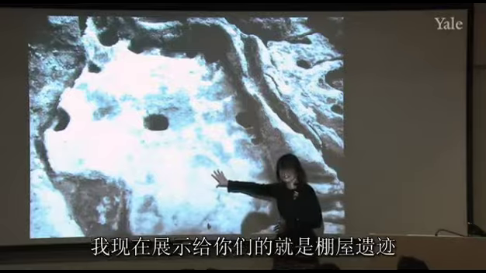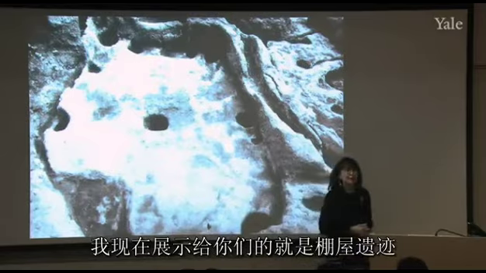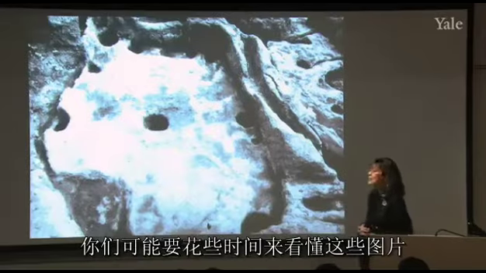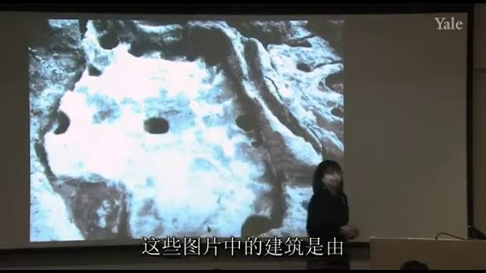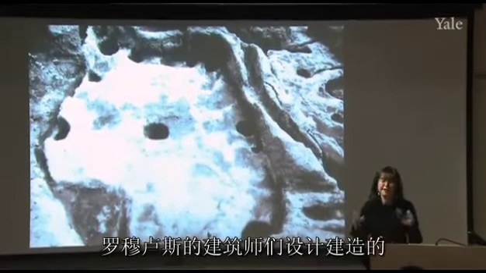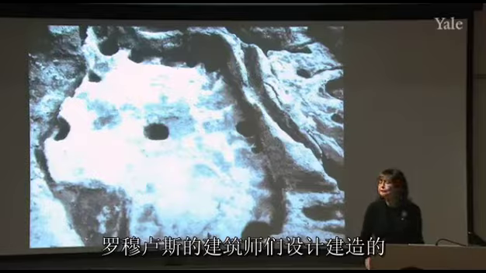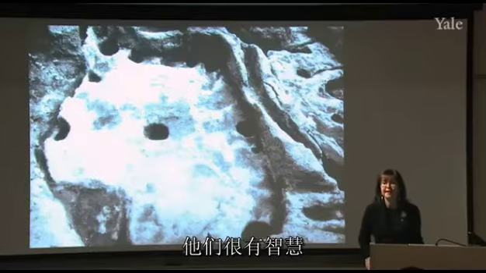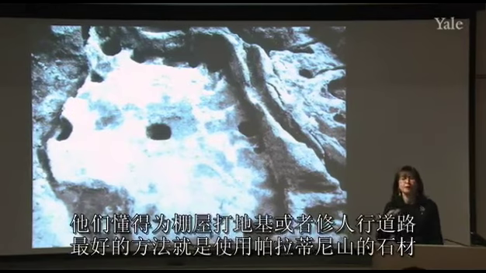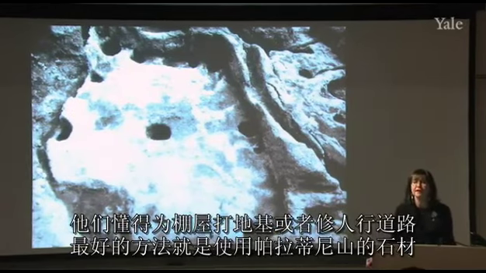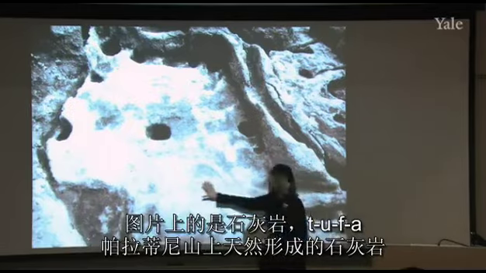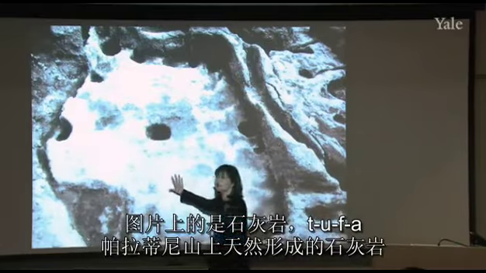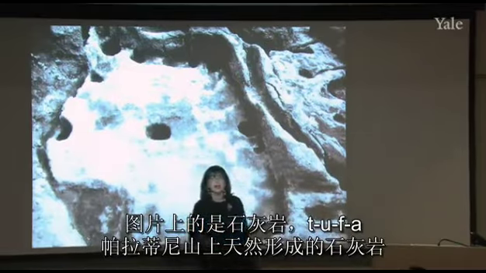Now, they don't look like much. I'm showing you what remains of Romulus's huts right there, and you're probably having a hard time figuring out exactly what we're looking at. But the architects, the designers that were working for Romulus, were very clever indeed. And they realized that the best way to create a foundation or a pavement for their huts was to use the natural rock of the Palatine Hill. And that's exactly what they did. What you're looking at here is the tufa, T-U-F-A, the natural tufa rock of the Palatine Hill.